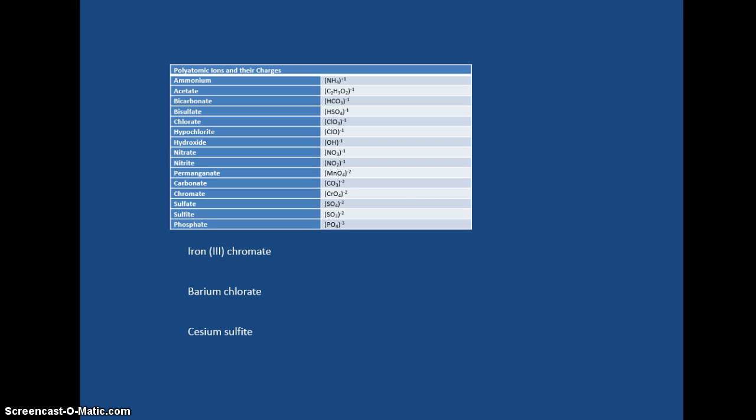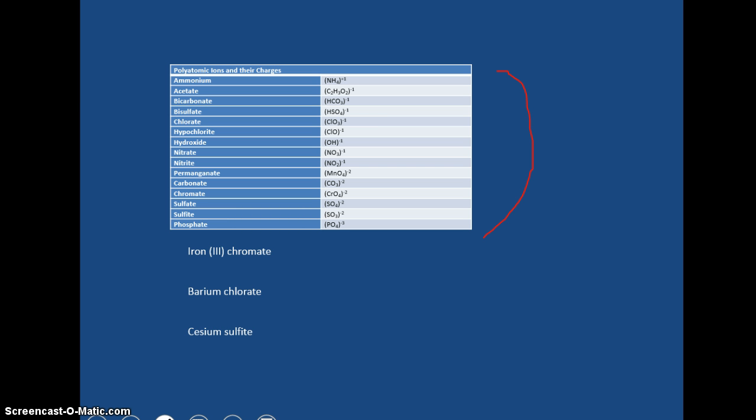Here is a table that has polyatomic ions in it. This table right here is on the back of your periodic table, so you do have all of those. We're going to do 3 examples where we're going to be writing them.